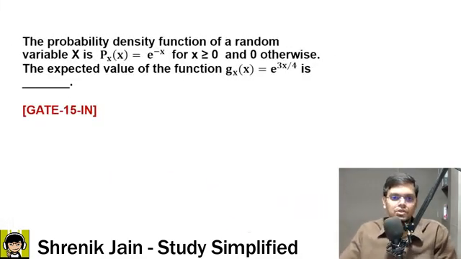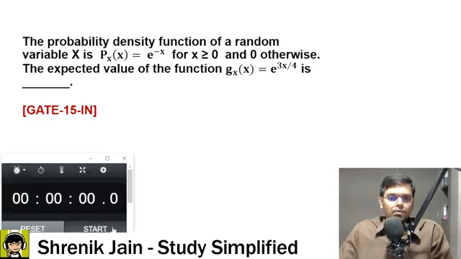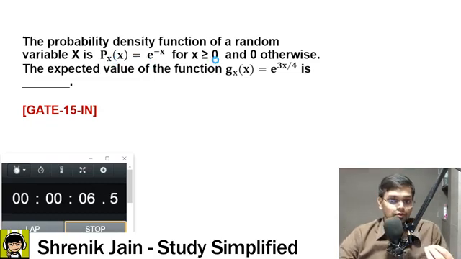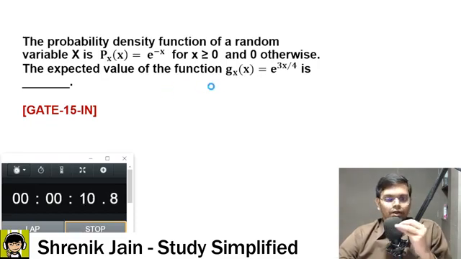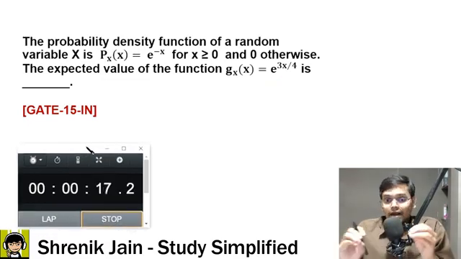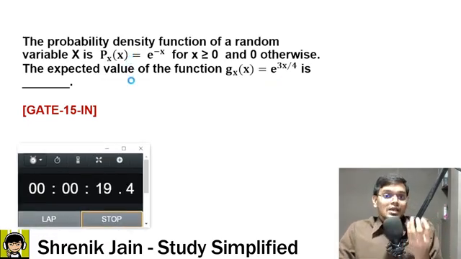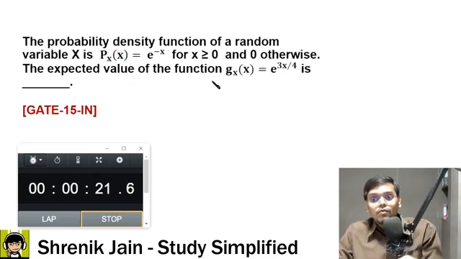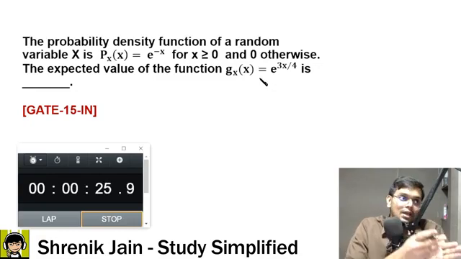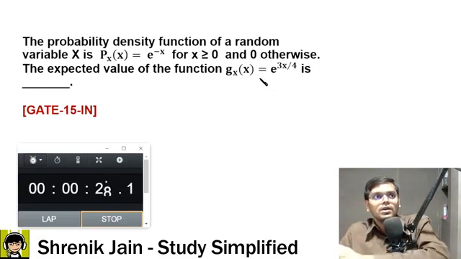2015 Instrumentation. The question is, the probability density function of a random variable x is given as this, this is the PDF, when x is greater than or equal to 0 and 0 otherwise. Expected value of the function g of x, which is like this, is what? They don't need the expectation of random variable x. They need the expectation of a function, which is in terms of x. So expectation of function of random variable x.